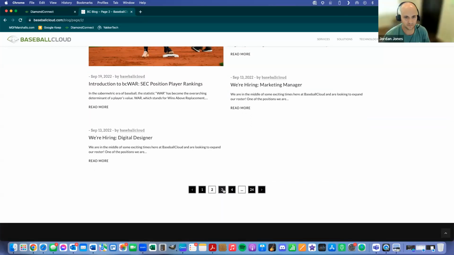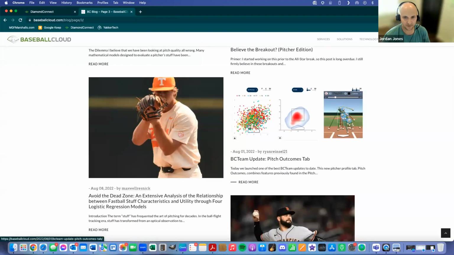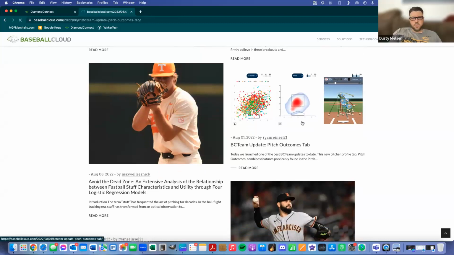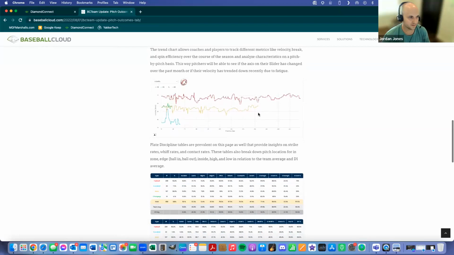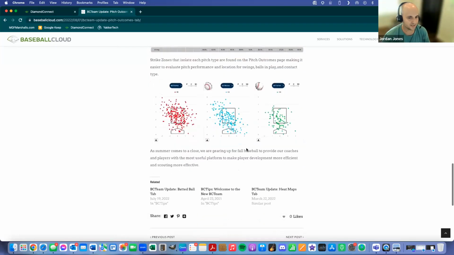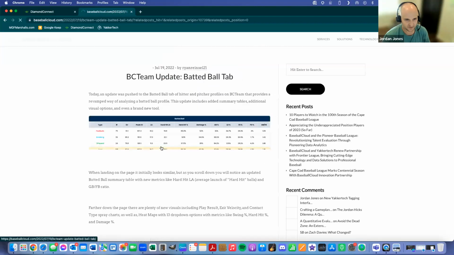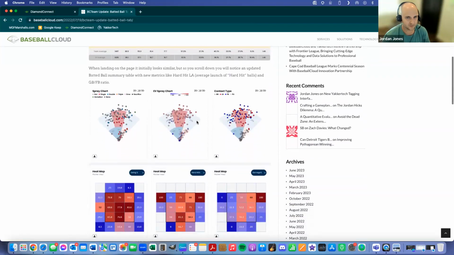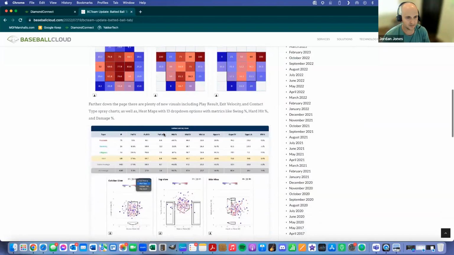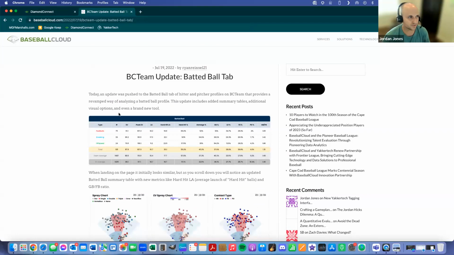Introduction to WAR. Let's see. Like this pitch outcomes tab, I think that's what I sent you guys. Inside this, it recommended related pieces, and it's breaking down how to read this, how to analyze it, how to help people. So like the BC team update, batted ball tab. There's just some commentary on how this works and how to read it and things like that. That's some stuff I found.